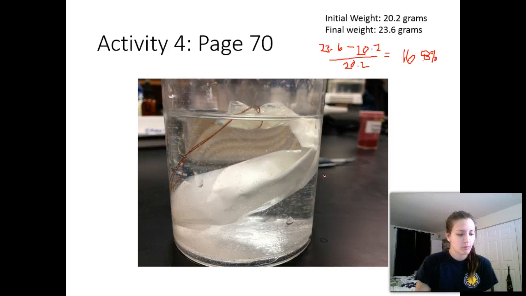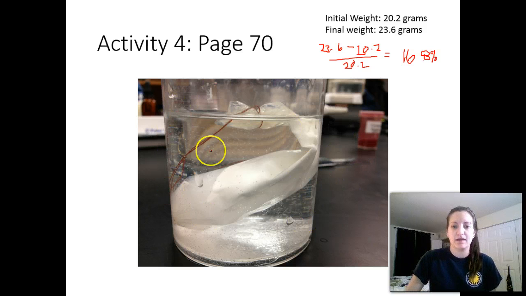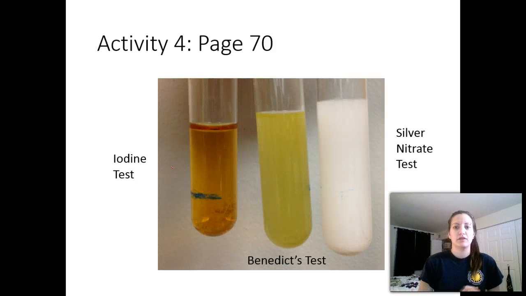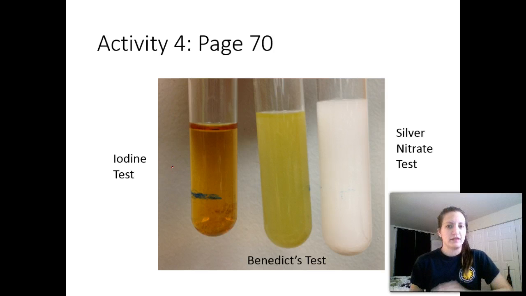Now the second part of activity 4, so this begins question 5, is to take 3 test tubes and fill them with the water outside of this dialysis tubing. And we're going to test to see if starch is there, if iodine is there, or if glucose is there. So here is an example of one of those groups' tests. So with these, go ahead and complete the questions on page 71. So 6, 7, and 8.